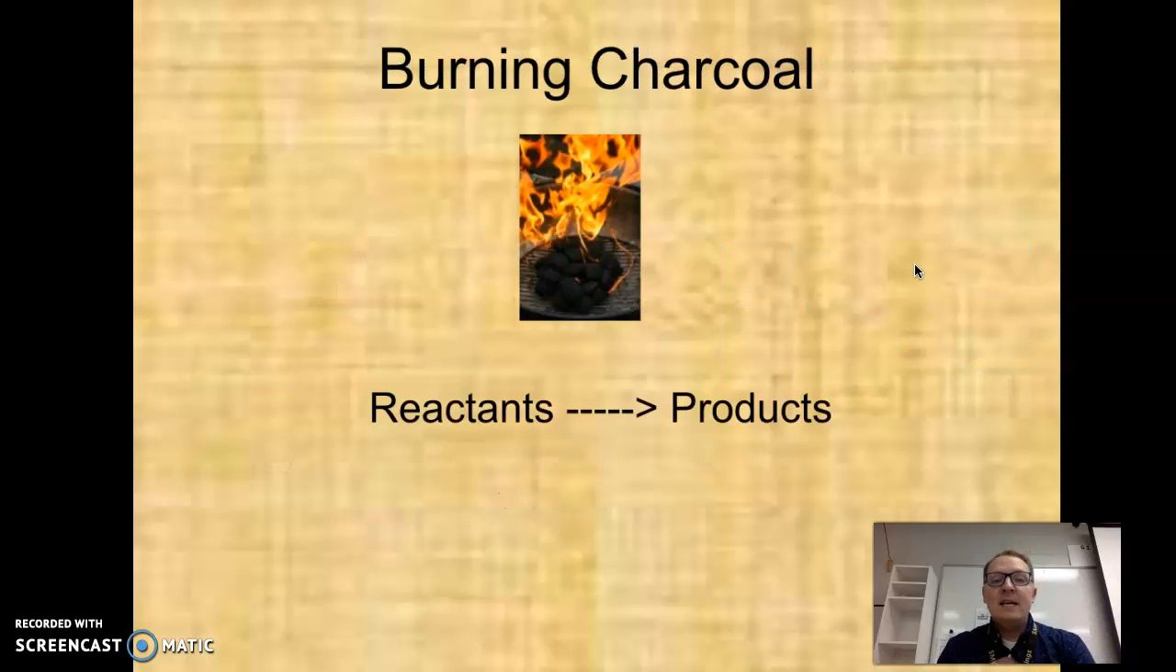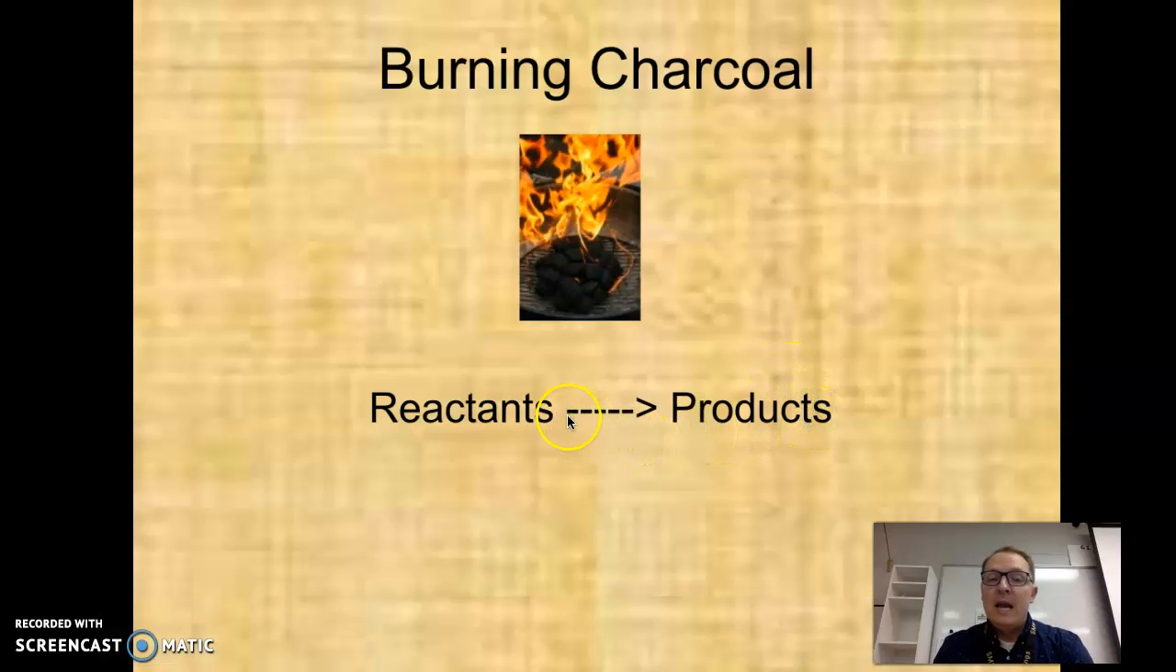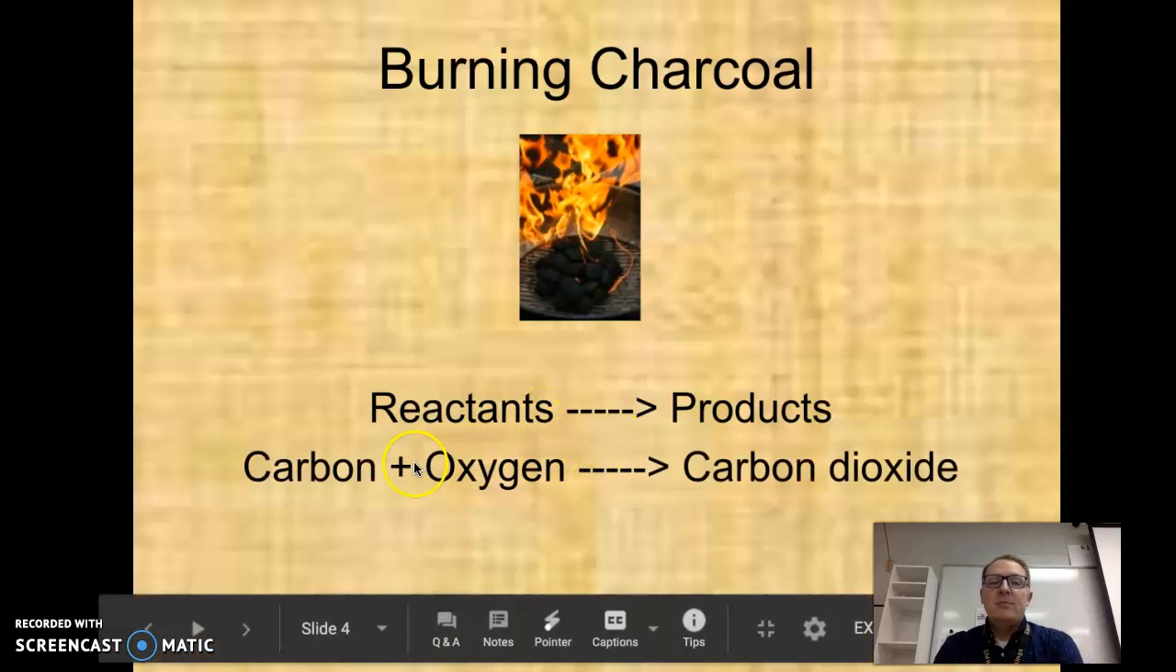Here's our basic equation. Everything on the left-hand side are reactants, and everything on the right-hand side are products. Now that only applies when the arrow is pointing in that direction. The arrow always points to the products. There are some situations where there'll be an arrow pointing back in the opposite direction, but I'll let you know when those arise.